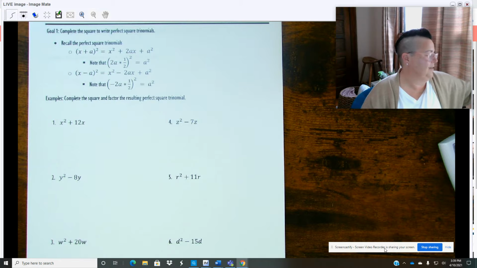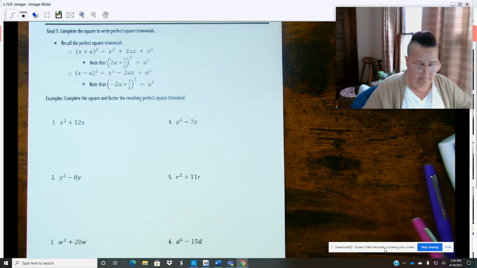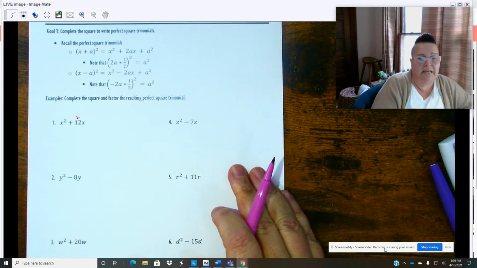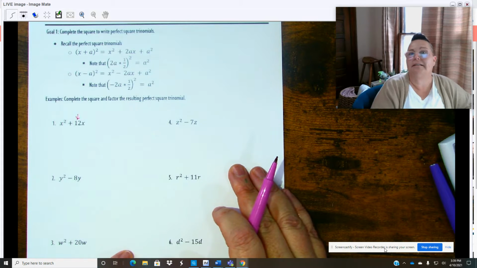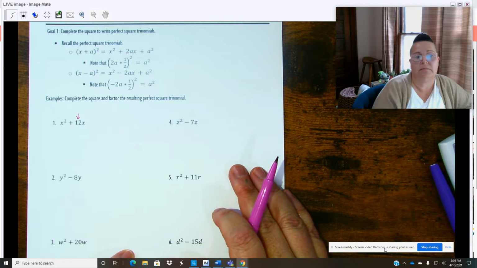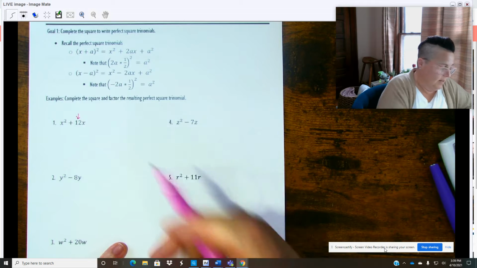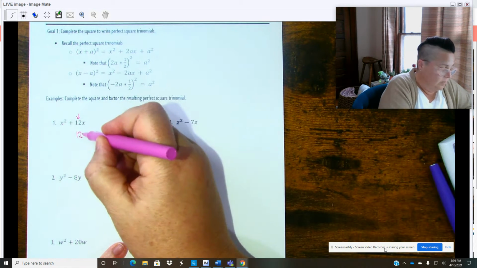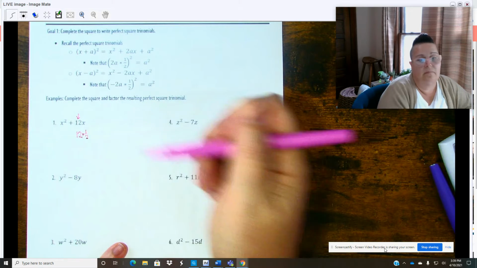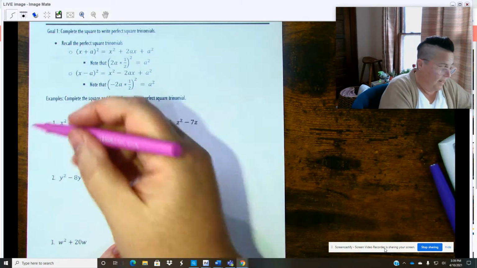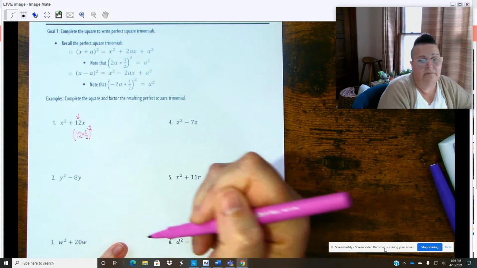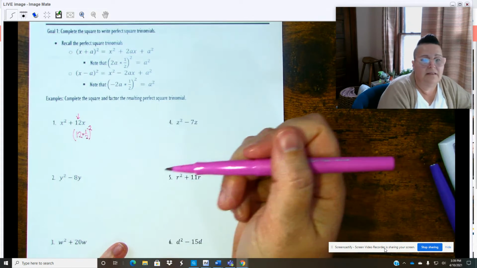I want a different color. To do that, I need to take the linear term, which is 12. In this case, I have x squared plus 12x. This is not a perfect square trinomial. But to turn it into one, I need to take the 12 and multiply it by 1/2. 12 times 1/2 is 6, and square it.